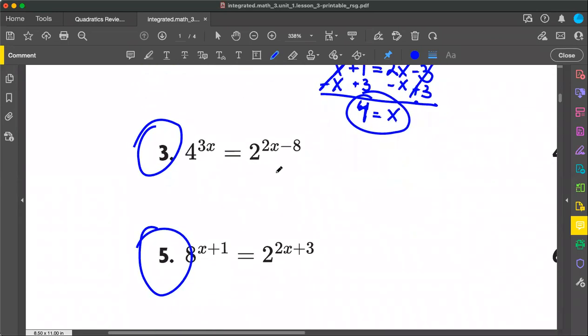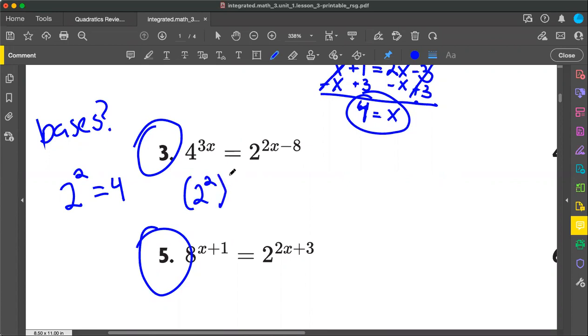And 3, let's check on this real quick. Are the bases the same? No, not quite, but they could be. Hopefully you know that 2 squared equals 4. So you could pop back in here and say, all right, instead of 4, I could write it as 2 squared to the 3x power. And isn't this slowly starting to look as if they have the same base? How do you think you could bring these two exponents together, the 2 and the 3x?